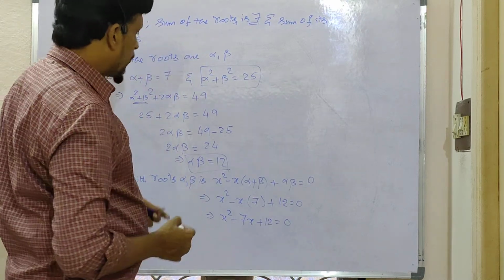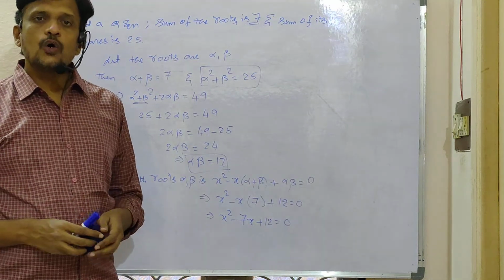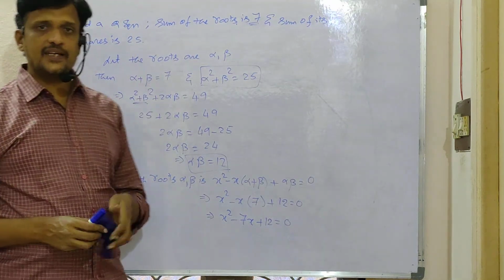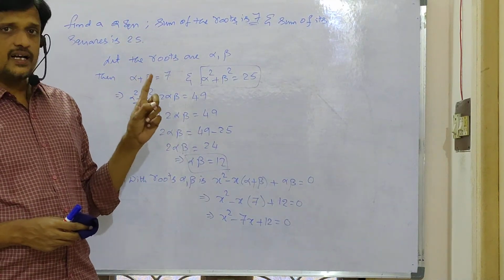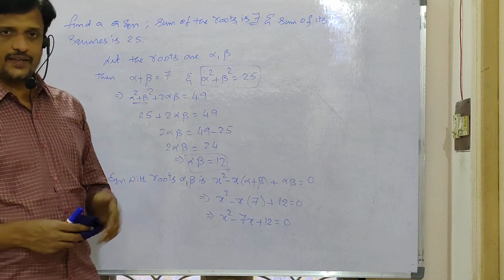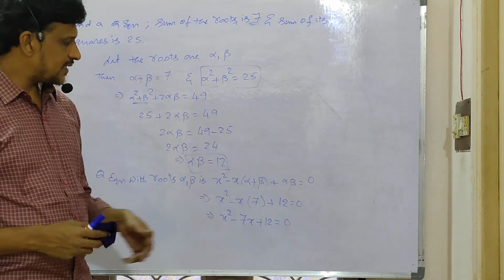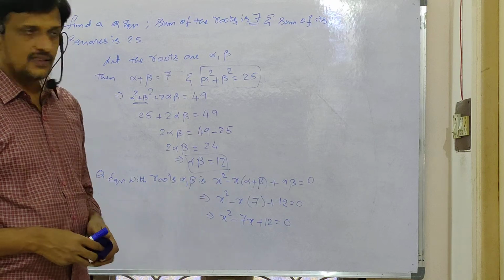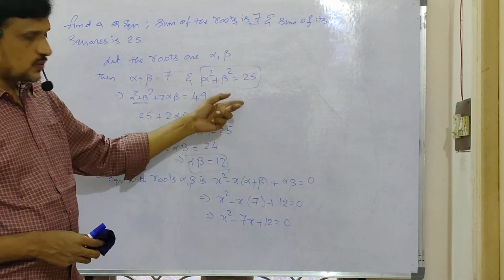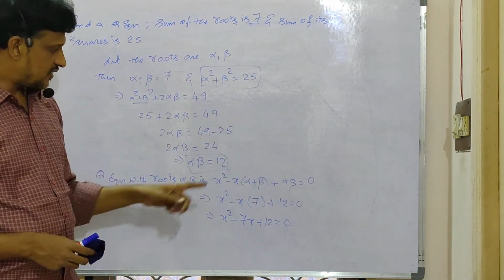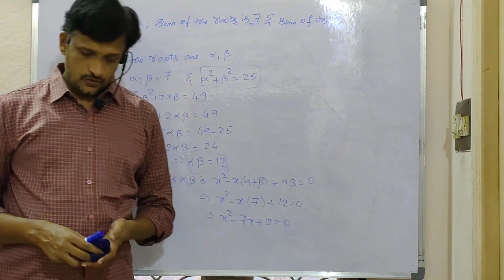Like this, you can find the quadratic equation whose roots satisfy the given conditions. What are the two conditions here? The sum of the two roots is 7 and the sum of their squares is 25. So 4 into 3 is 12, 4 plus 3 is 7, which means 4 and 3 are the roots here. Because the sum 4 plus 3 is 7, and 4 square 16 plus 3 square 9 gives 25. So this is a quadratic equation with roots 4 and 3.